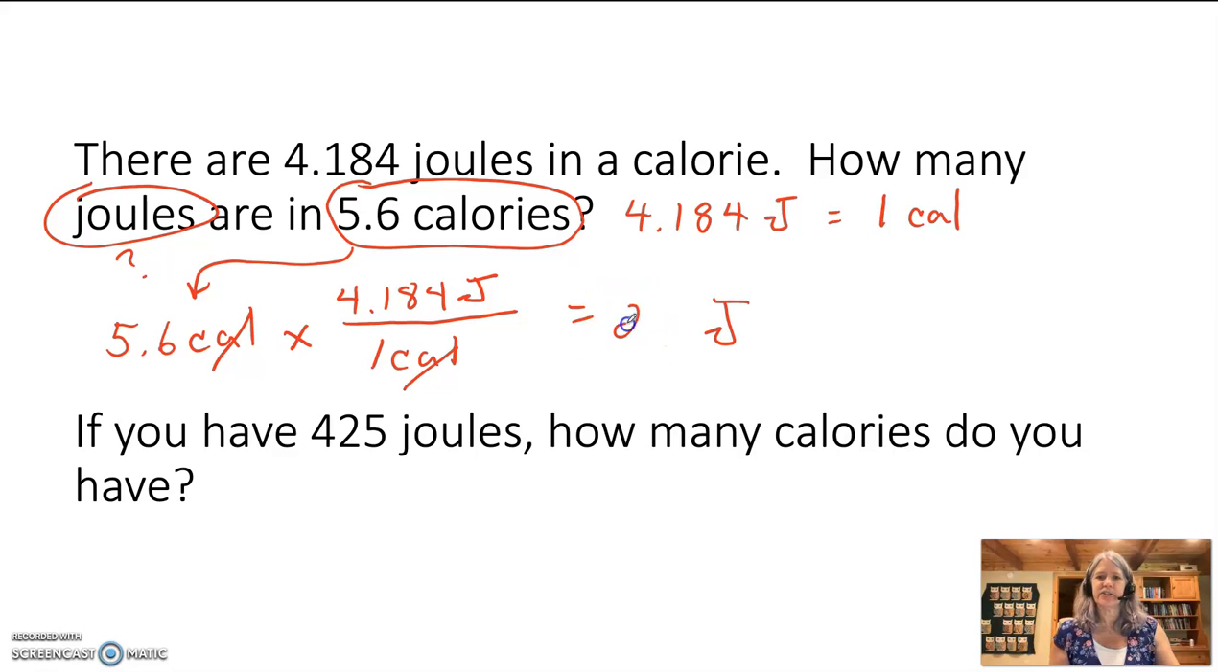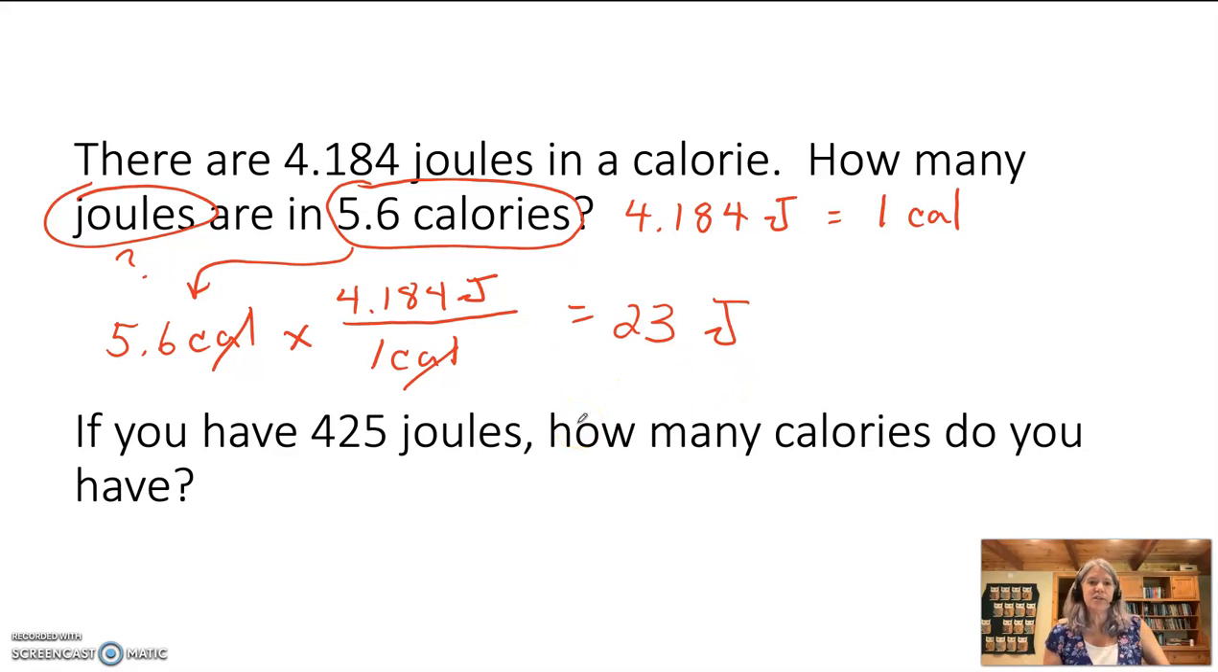Okay, now my calculator is telling me that it's 23.4 joules, but in science we want to use the correct number of significant figures, and there's 2 here in this number. There's 4 here in this number, and whenever we multiply two quantities, the answer should be expressed to the number of significant figures that is the least amount for the things you multiply. So we have to go with 2 significant figures, 23 joules.